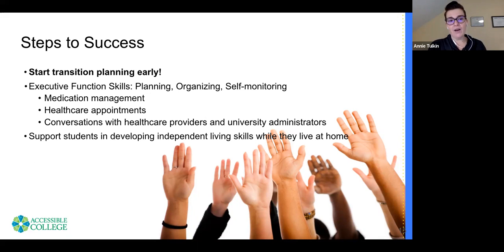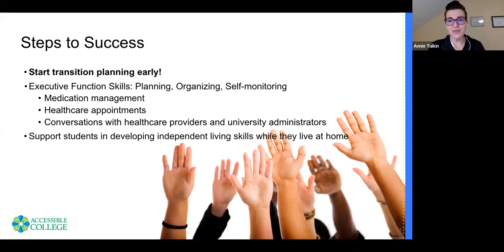Preparing the student for conversations with healthcare providers and university administrators. I know for myself, when I go to the doctor, I always try to write down questions in advance so that I have those questions ready to go. That's a really good practice for students too. And scripting out some of the things that they might want to share or might not want to share, so that they know what they don't want to say and they know what they do want to say, can be really helpful. And supporting them in developing independent living skills when they're living at home.